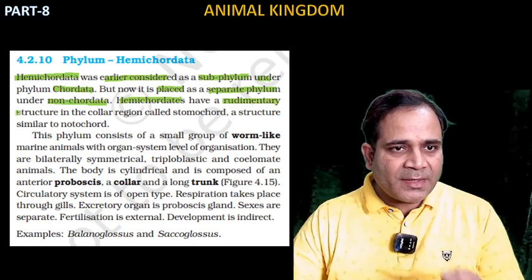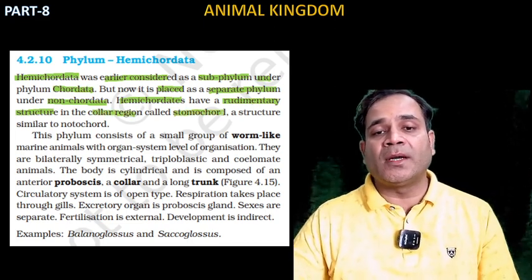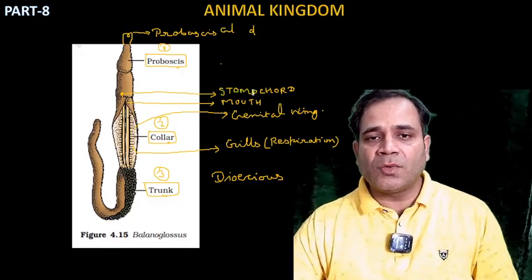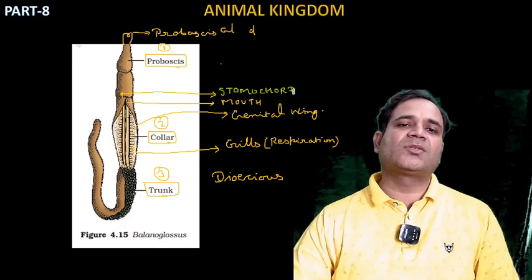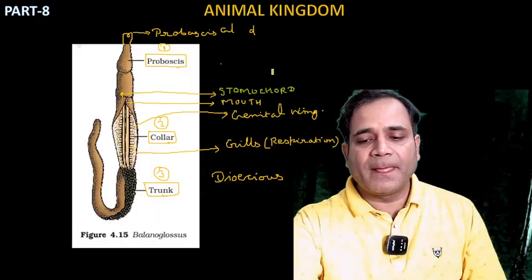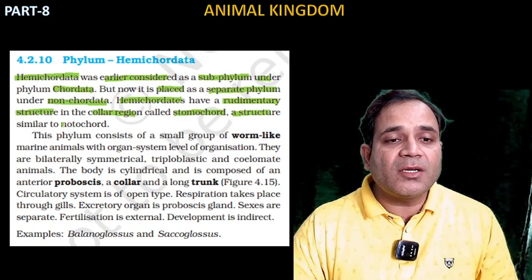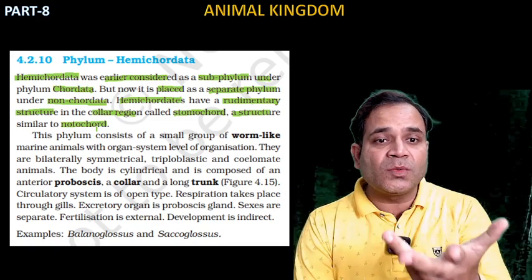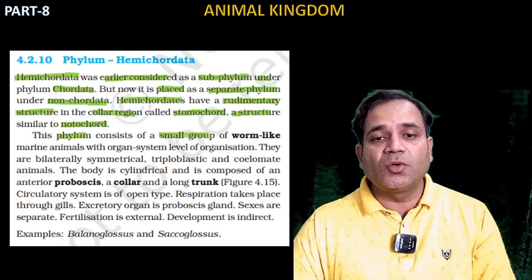You know what the rudimentary structure is? Yes, in the collar region, my dear. That is the stomochord. See with the help of this diagram, the stomochord here. Here I'm marking the rudimentary part. This one is a stomochord, a structure similar to what, my dear? Notochord. It does not look like the notochord, but it is similar to the notochord.